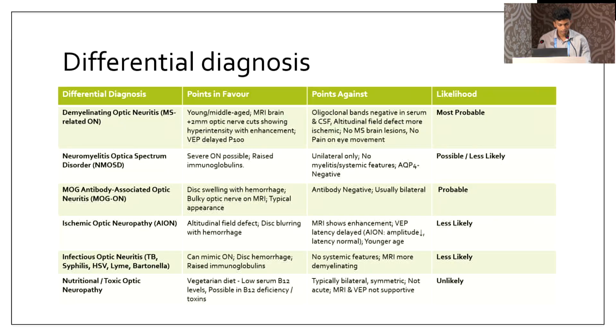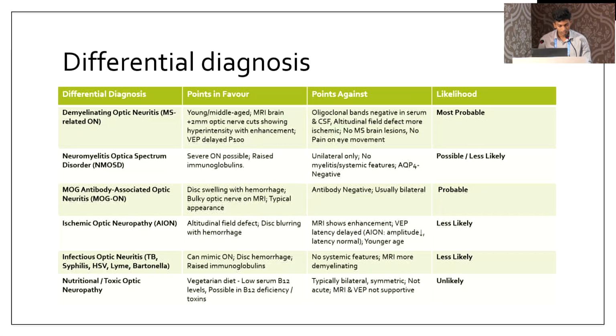So demyelinating optic neuritis, MS-related optic neuritis: the points in favor were that he was a young patient, and the MRI showed hyperintensity with enhancement, and VEP showed a delayed P100. The points against were that oligoclonal bands were negative in serum as well as CSF, and there were no ischemic or MS brain lesions, no pain on eye movement. So it would be the most probable diagnosis.